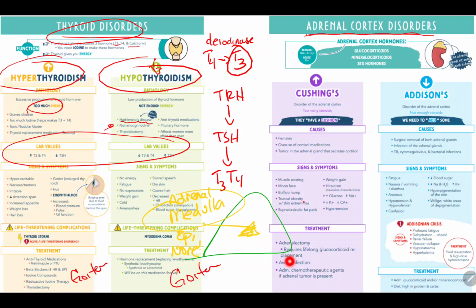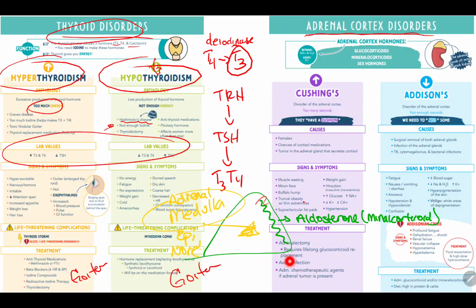Now, I'm going to talk about the adrenal cortex. The outermost layer of the adrenal cortex, remember what that's called? That's going to be called the zona glomerulosa. The zona glomerulosa will produce mineralocorticoids such as aldosterone. Remember, it's a type of mineralocorticoid. You've got to remember that.